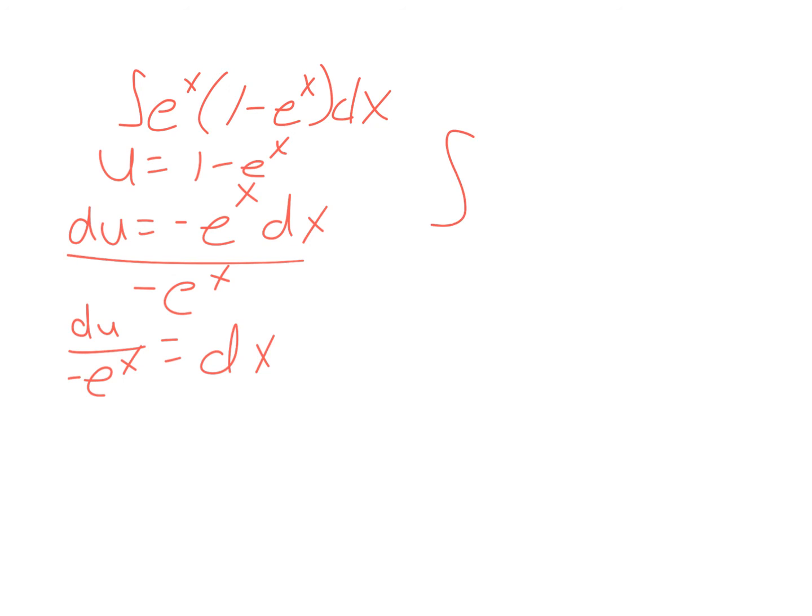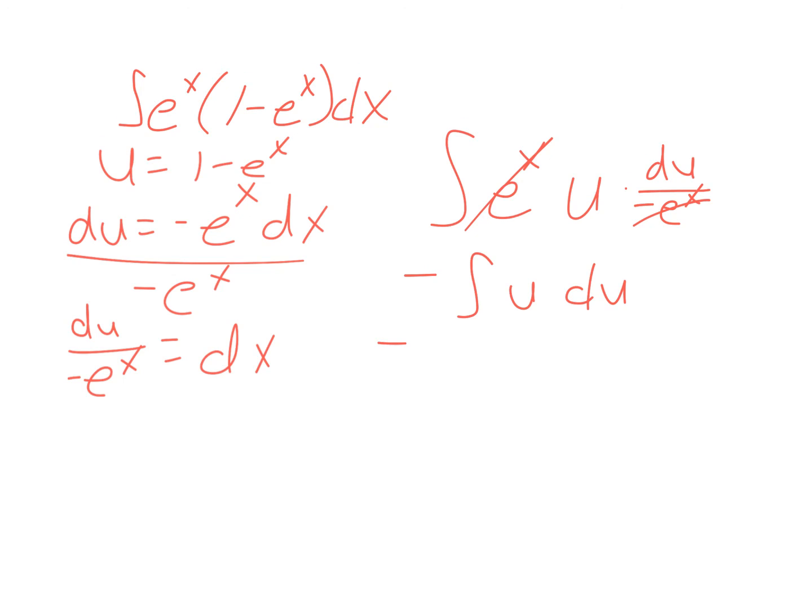We're going to get the integral of e to the x times u, I'm going to substitute in u, times du over negative e to the x. And then the e to the x is canceled, boom, boom. I have a negative though, so I'm going to put the negative up front, so negative integral of u du. This is from previous, right?